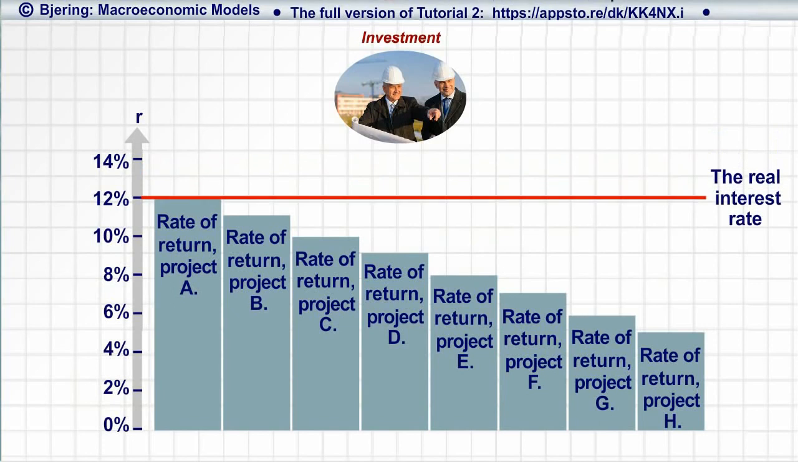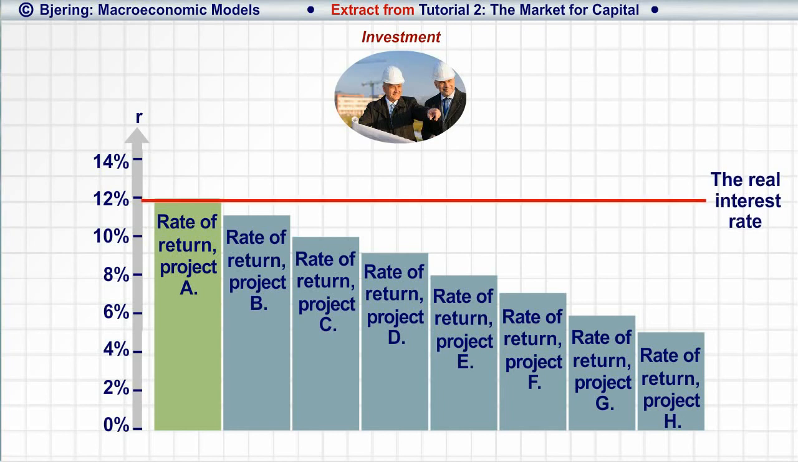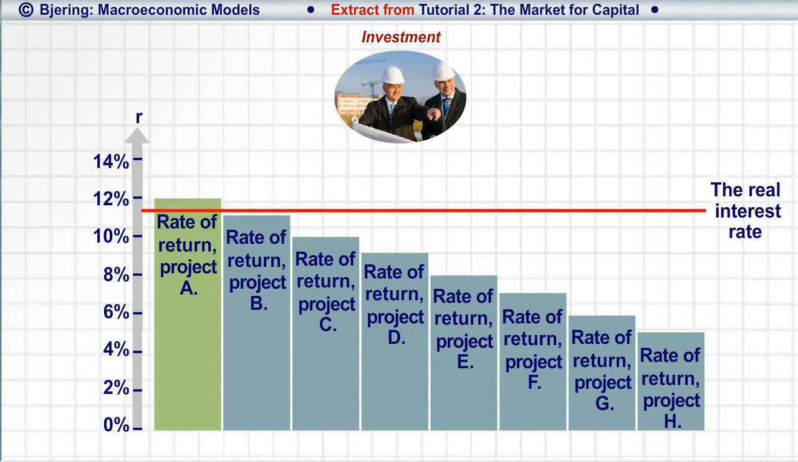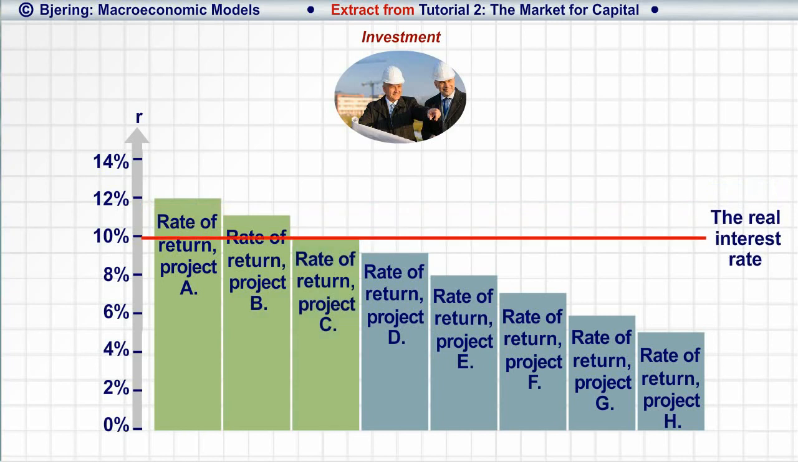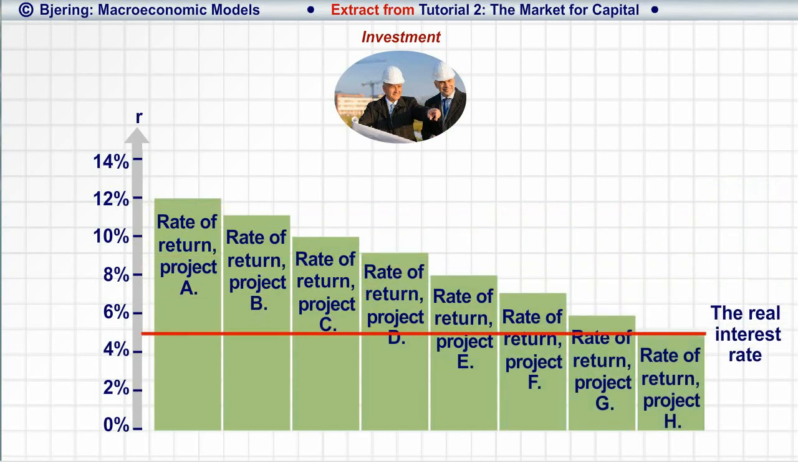At a rate of 12%, Project A just breaks even. So at interest rates below 12%, Project A is profitable and will be realized. At 11% or lower, Project B as well becomes profitable, so both Project A and B are realized. And so on until even Project H is profitable and realized.